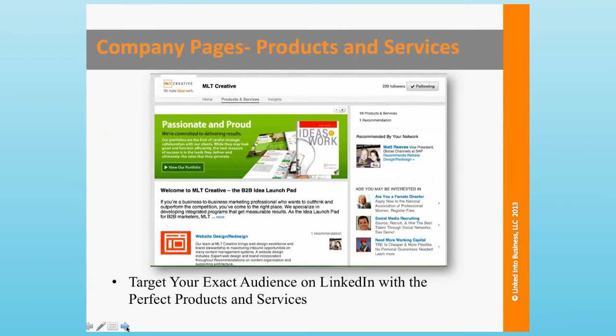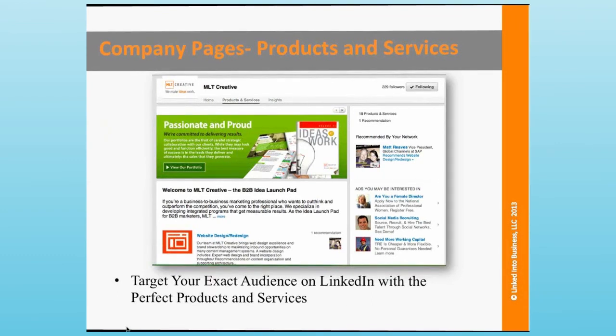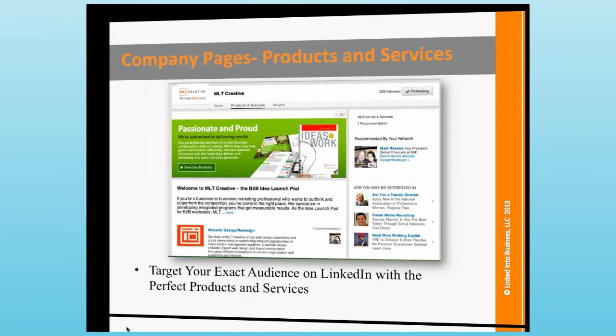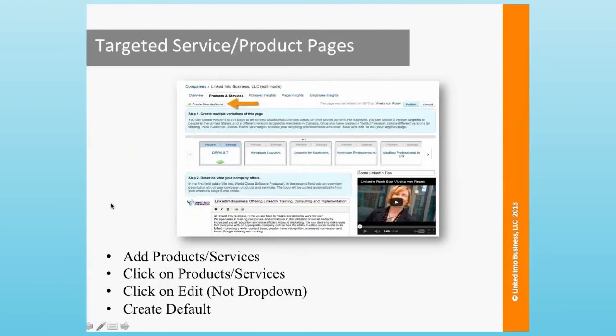Once you've done that, there's a third step, and this is not at all obvious. Add all your products and services first, and once you have done that, go to your products and services page. The link will pop up. On the top right-hand side, click on edit. Don't use the drop-down menu, and LinkedIn's going to kind of train you to do that. Don't do that. Just click on edit.